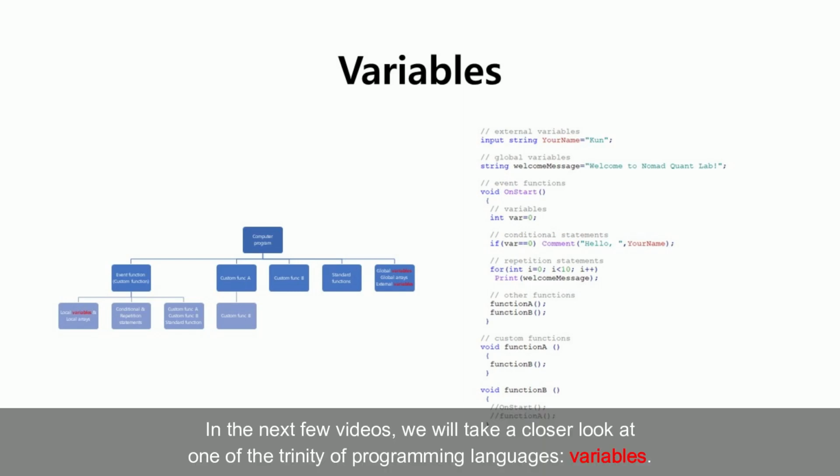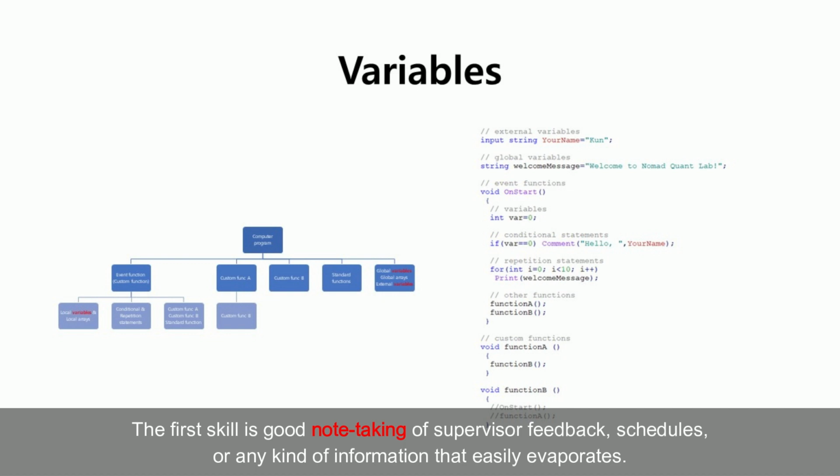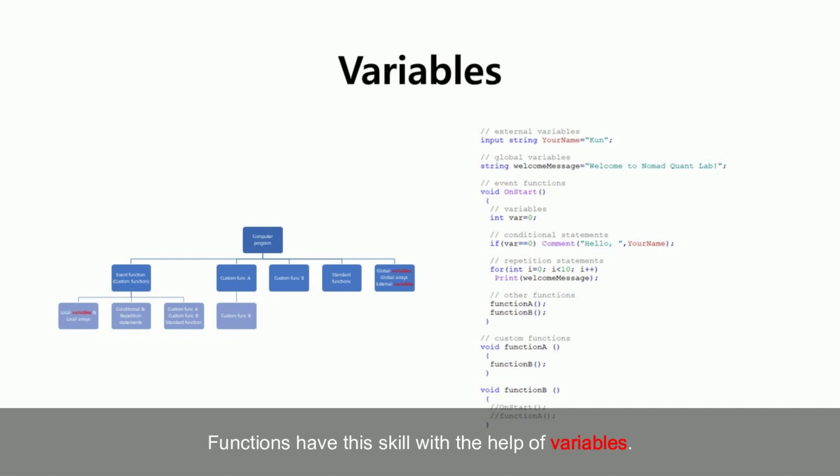In the next few videos, we will take a closer look at one of the trinity of programming languages, variables. Let's recall the first skill that an employee needs to do a good job on the assigned task. The first skill is good note-taking of supervisor feedback, schedules, or any kind of information that easily evaporates. Functions have this skill with the help of variables.